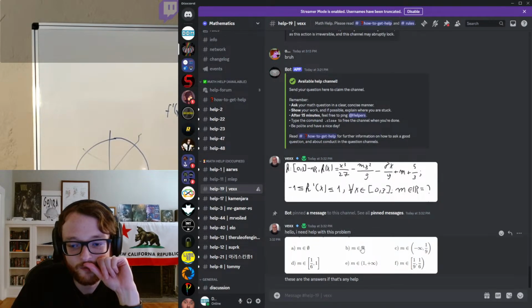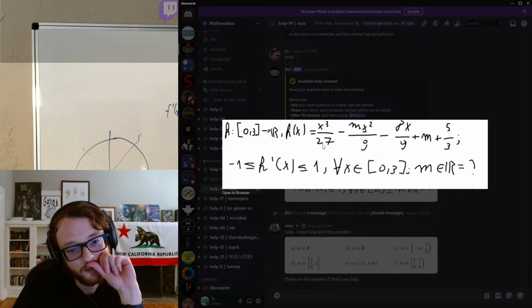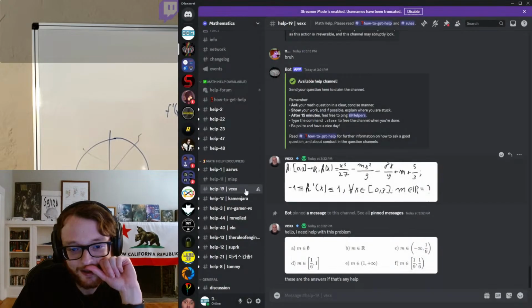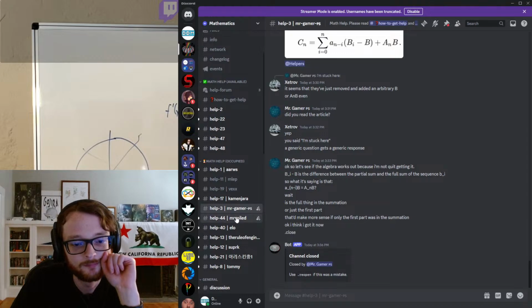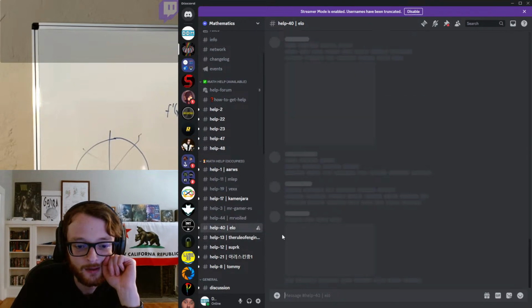What are valid values for M? Do you have a function R of X defined for all X between 0 and 3, and where R prime of X is between -1 and 1? Is that an 8? I don't feel like I understand what's happening with this one. I don't know economics.